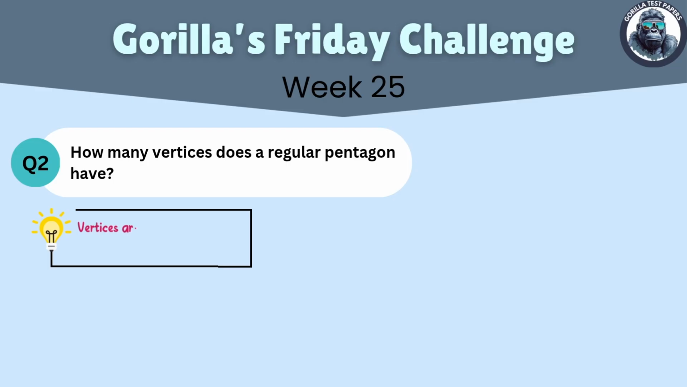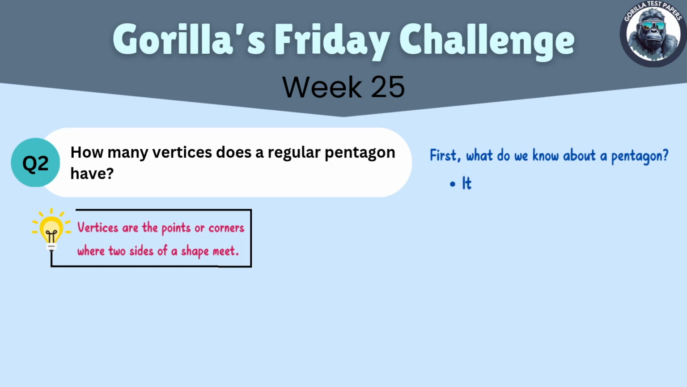The learning point for this question is that vertices are the points or corners where 2 sides of a shape meet. So first, what do we know about a pentagon? We know that it has 5 sides, and since each side connects to another at a point, it also has 5 vertices. So how many vertices does a pentagon have?